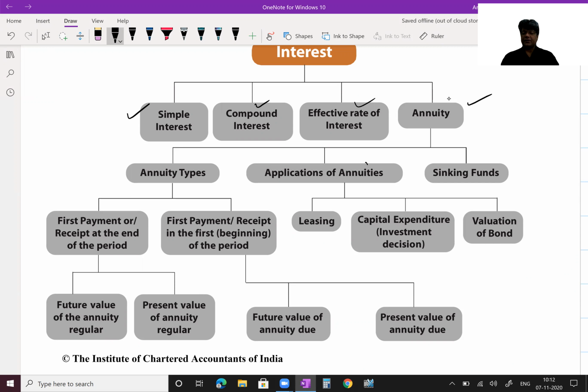Application of annuities, guys. Leasing some assets, whether to lease out or not, whether it will be preferable to the lessee or the lessor. Capital expenditure investment decision means whether the investment will be profitable or not, or if two types of options are there to invest, which will be more preferable. That kind of decision will be taken here. Valuation of bond, all these concerned questions we have already done. But here also, going through one or two questions from every exercise, we will try to cover that.